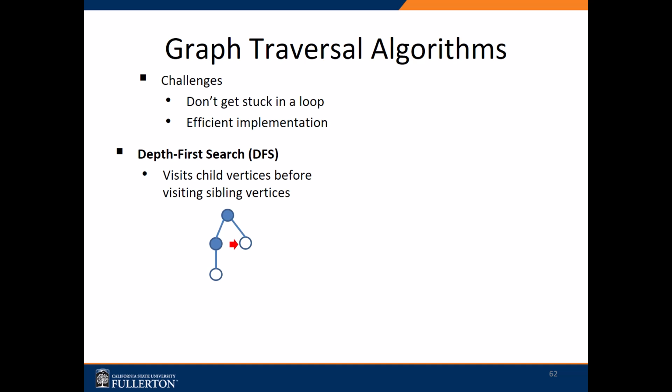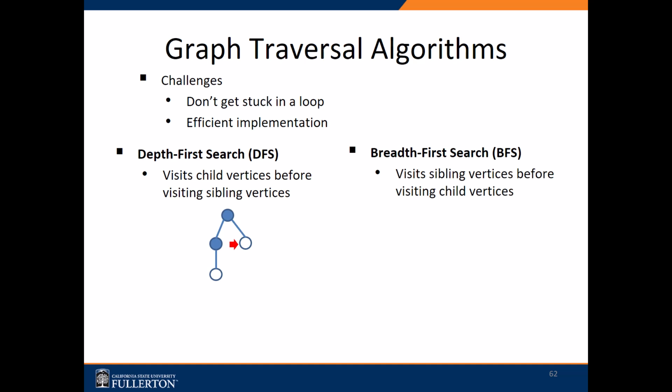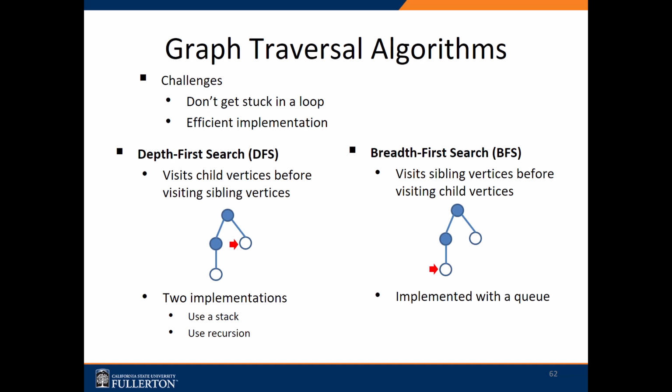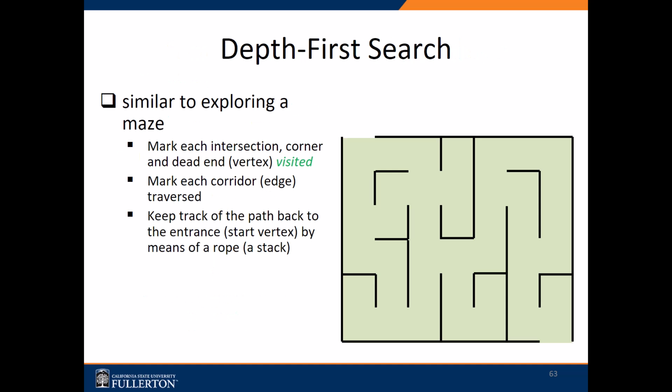This is in contrast to the second approach called breadth-first search, where you visit the sibling vertices before the child vertex. The two algorithms are similar, but they use different data structures. Depth-first search uses a stack or is implemented as a recursive function, while breadth-first search is implemented with a queue data structure. In this presentation, we look at depth-first search.